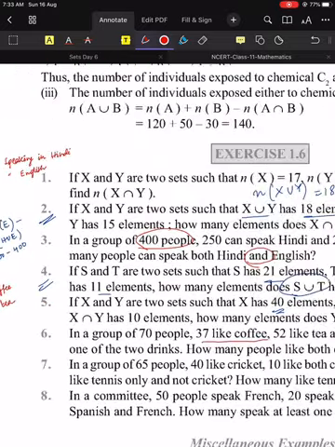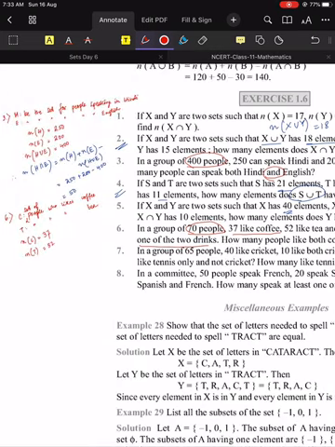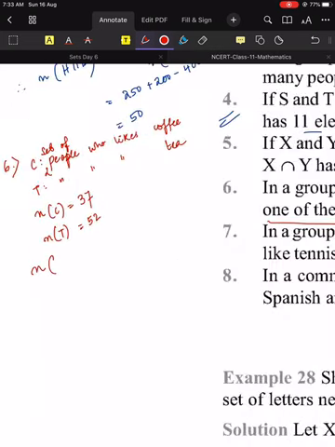Now one thing, they have mentioned in the question that each person likes at least one of the two drinks. It means there is no such person who doesn't like coffee and tea at all. So each person can like coffee or tea or both. This 70 people will have all the people who like coffee or tea or both, right? So this 70 people basically means N of C union T is equal to 70.